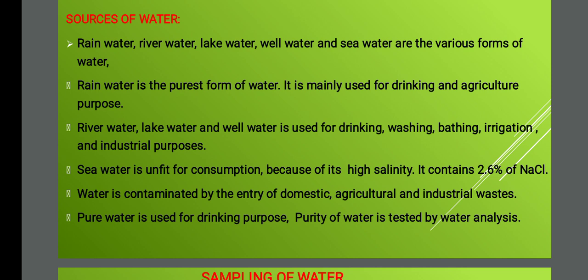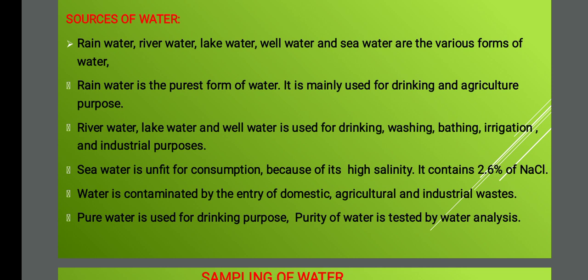Now coming to water, water is being contaminated because of the entry of domestic, agricultural and industrial waste. To have pure water for drinking purpose, we have to check the purity of water, and that is done by this unit called water analysis. It's clear now? I'll repeat the point once again.